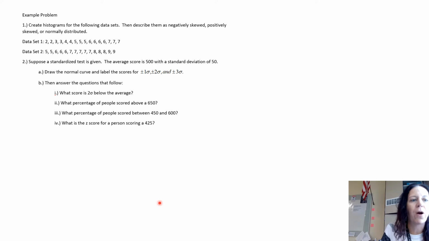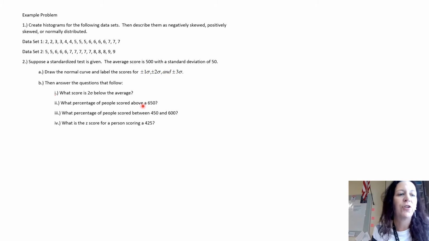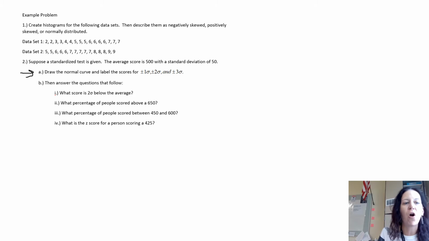The second part is question 2. It says, suppose a standardized test is given. The average score is 500 with a standard deviation of 50. If you read yours, the one that you have to do on your own, yours is different. You have a different average score and a different standard deviation. The first thing you are asked to do is draw the normal curve and label the scores for plus or minus. Again, I want to go over that vocabulary.